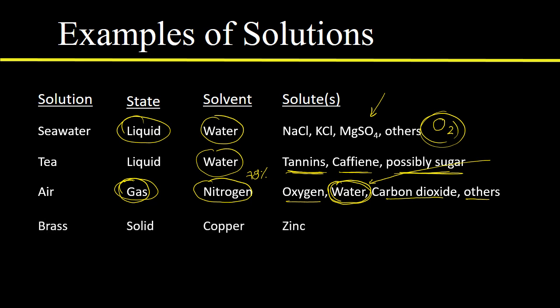And as I mentioned, you can also have solid solutions. So brass is a mixture of copper and zinc. Copper is the major component, so that would be considered the solvent, and zinc is a minor component, usually about maybe 10 to 20%, so that would be considered the solute, and those two things together form a solid, which is brass. Okay.